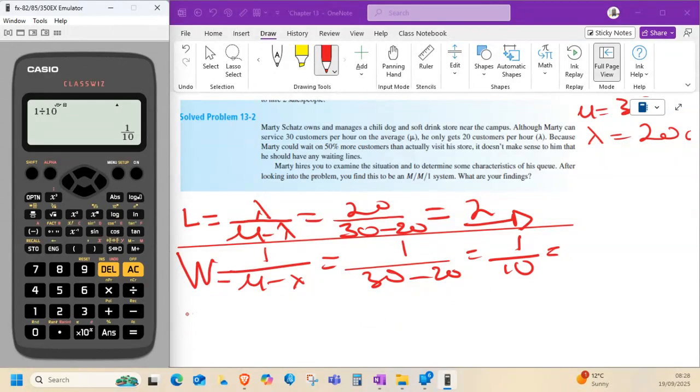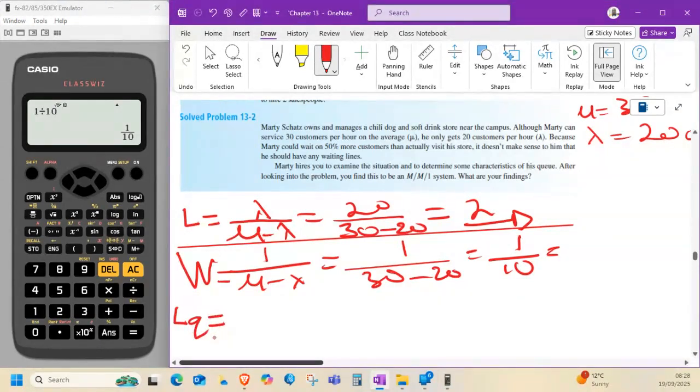Then we have the customers on the queue now. Customers that are on the queue.